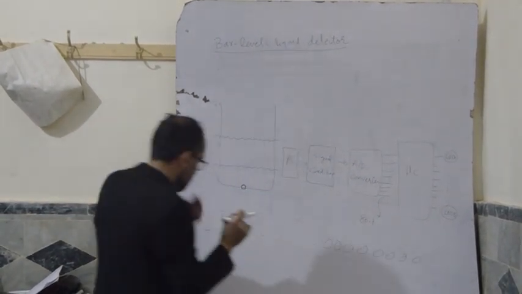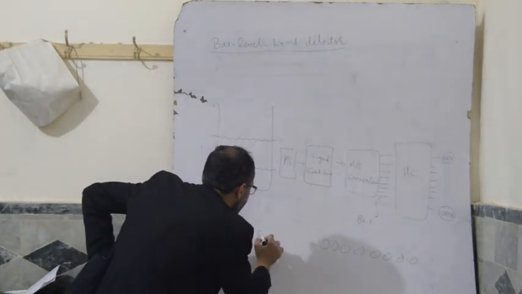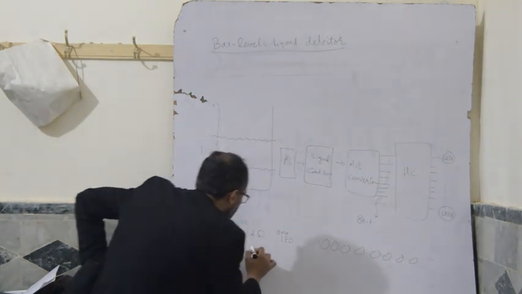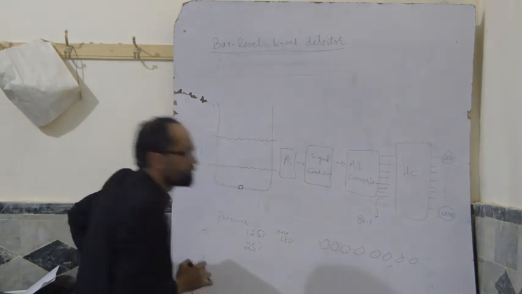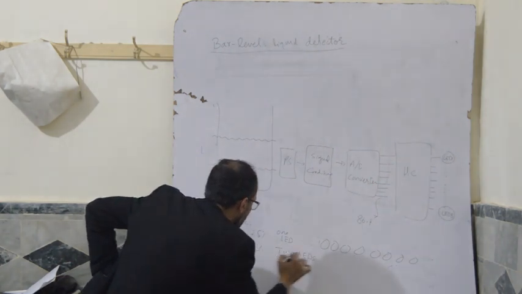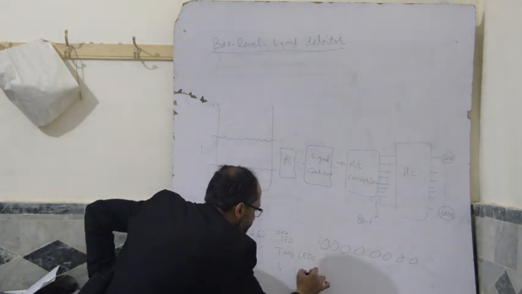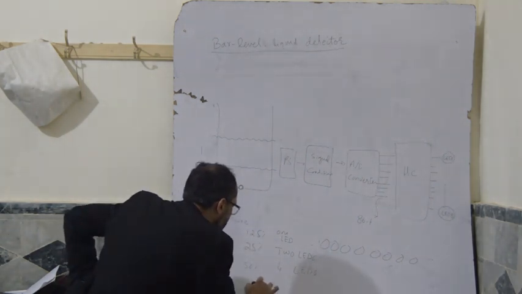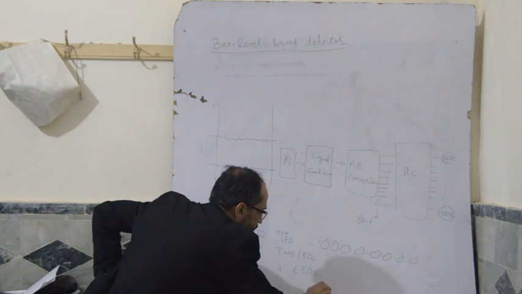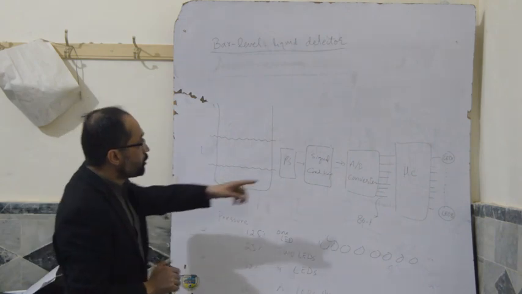So there are 8 LEDs. We can say that if the fuel tank is 12.5% full, only 1 LED should be on. That is LED 1. If it is 25% full, that means it's one quarter, 2 LEDs should be on. And if it is 50% full, it means 4 LEDs should be on. And if it is 100% full, all LEDs should be on.